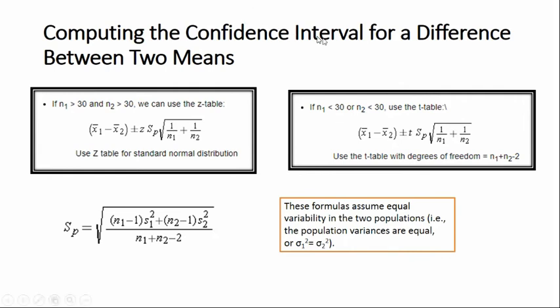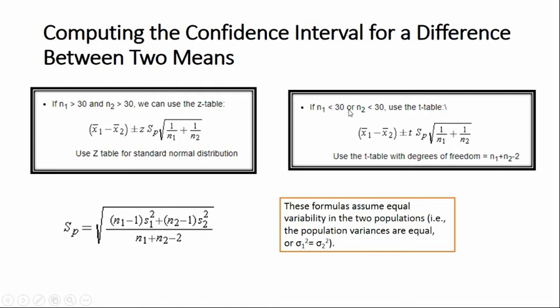Computing the confidence interval for a difference between two means. If you would like to know how to calculate the confidence interval, there are two options. When n1 is greater than 30 and n2 is also greater than 30, we can use the Z table to check the critical value. The formula is x bar 1 minus x bar 2 plus or minus Z critical value times pooled standard deviation times square root of 1 by n1 plus 1 by n2. Use the Z table for the standard normal distribution.